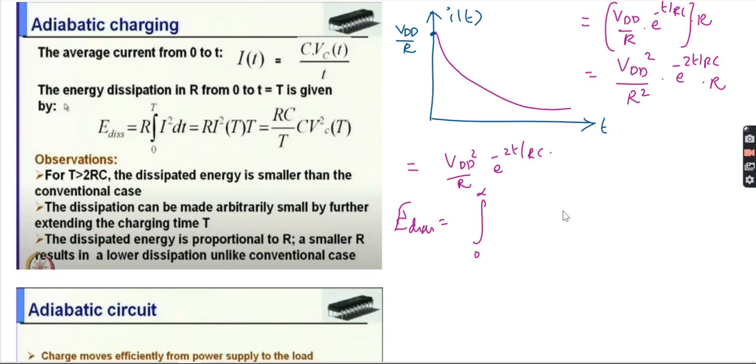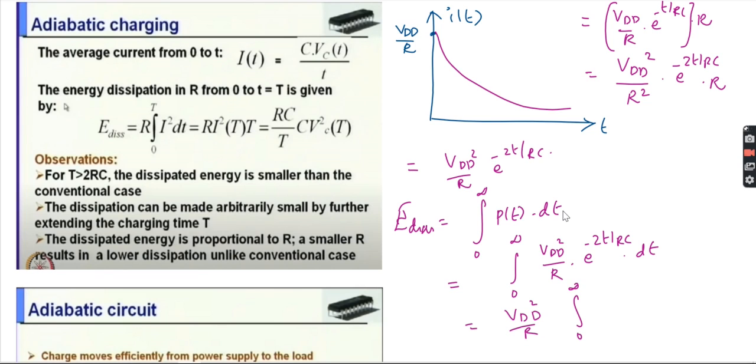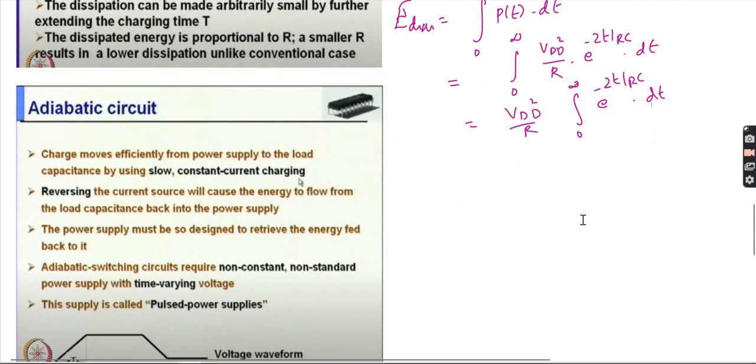So 0 to infinity P of t into dt. That is the energy dissipation. Finding the formula: P of t is nothing but VDD square by R into e to the power minus 2t by RC into dt. This is not dependent on t, so VDD square by R is taken outside of the integral from 0 to infinity of e to the power minus 2t by RC dt.